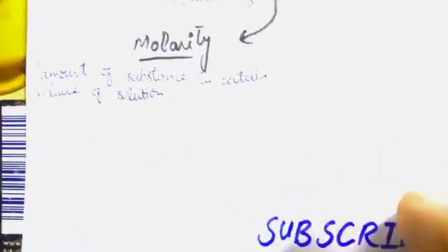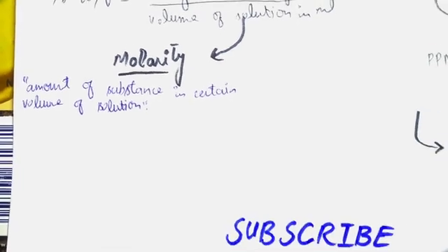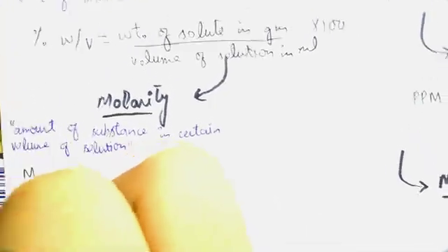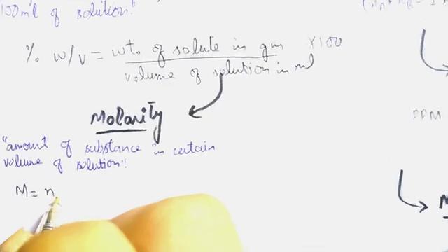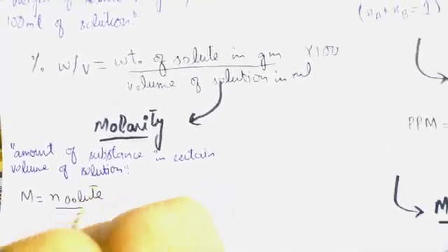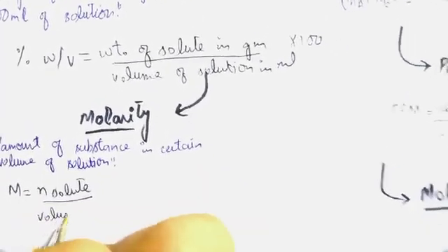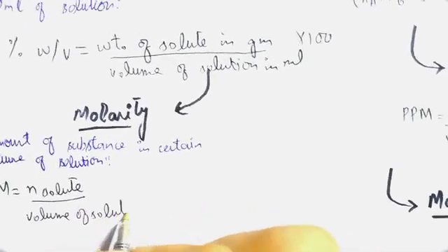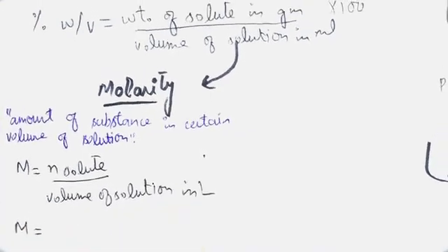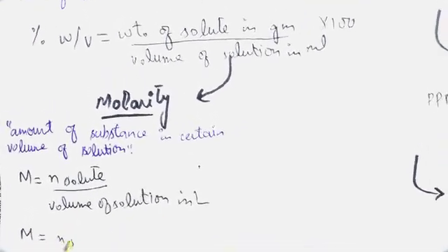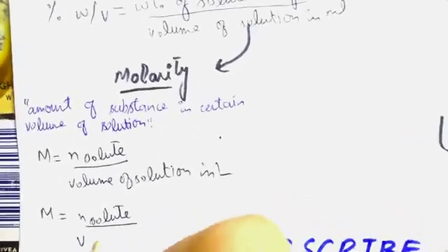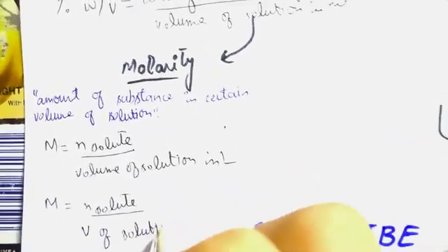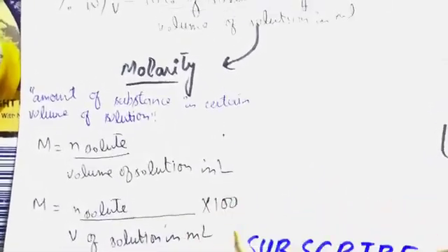And then molarity is the amount of substance in a certain volume of solution. The molarity symbol is capital M. Its formula is M equals moles of solute divided by volume of solution in liters. Another formula is molarity equals number of moles of solute divided by volume of solution in milliliters, multiplied by 1000.